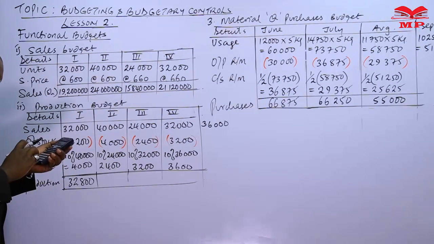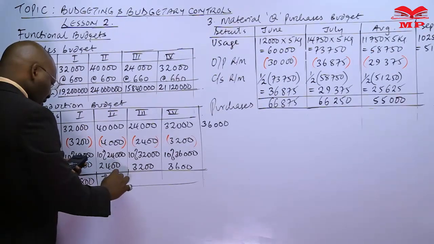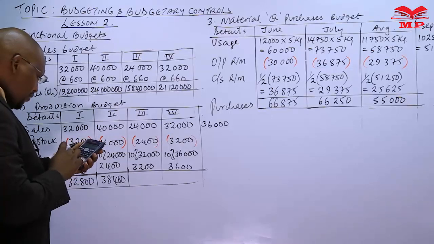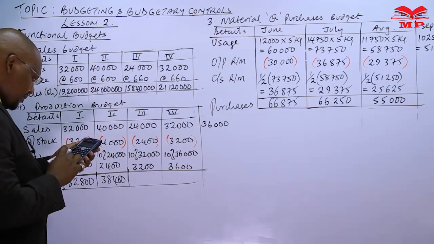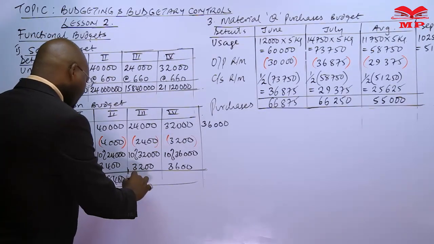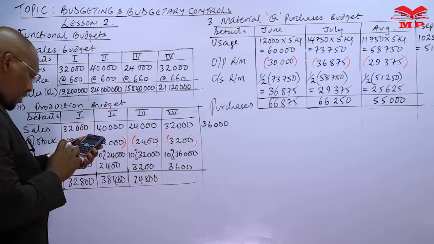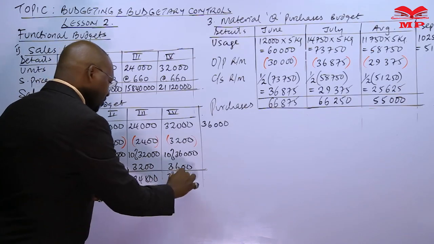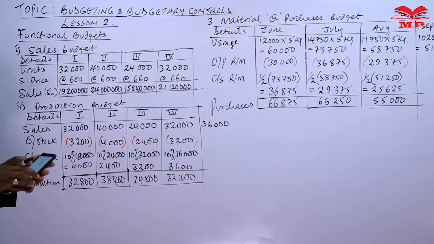40,000 minus 4,000 plus 2,400. This is 38,400. Then you have 24,000 minus 2,400 plus 200, 3,200. This is 24,800. And lastly, 2,000 minus the 200 plus that 600. This is 2,400. That is what you have as the production as far as this question is concerned.